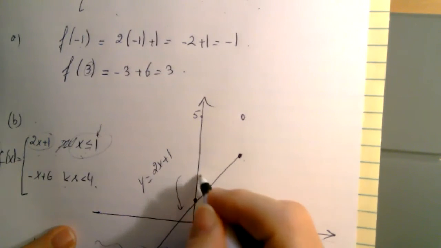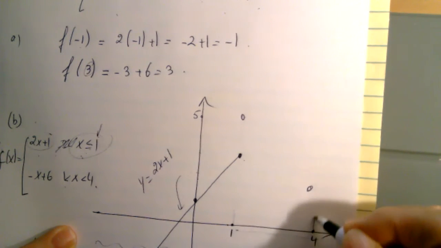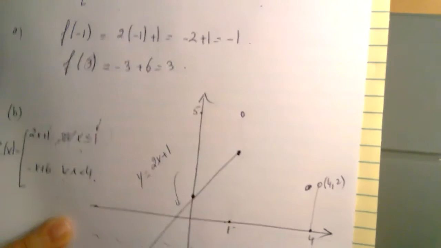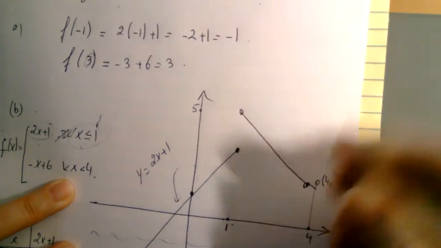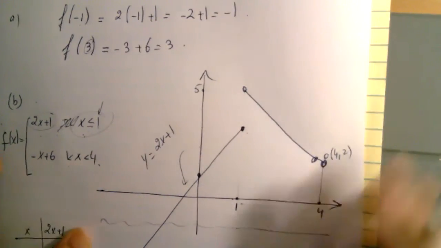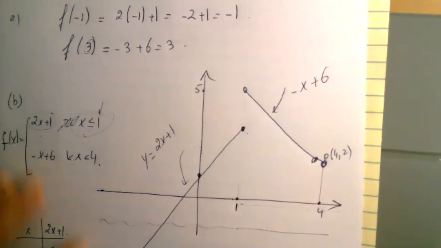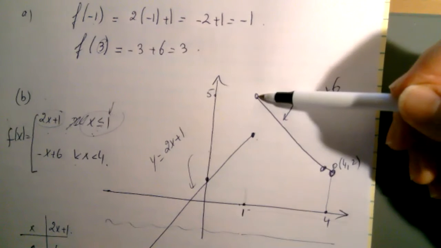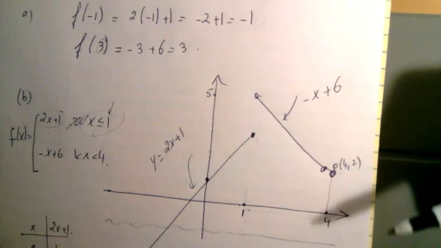So this is 1, 2. This is 2. So it is 2 right here. But sorry, my apology, that's 4. So that's 2. That's 4, 2. And this will be my line. So my graph will consist of those 2 pieces. This is the piece minus x plus 6, and this is the piece 2x plus 1. And it's open here because 1 is not included, and it's open here because 4 is not included.